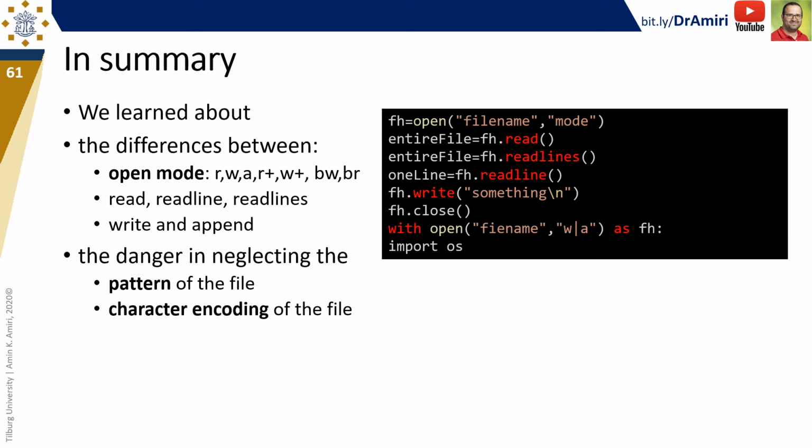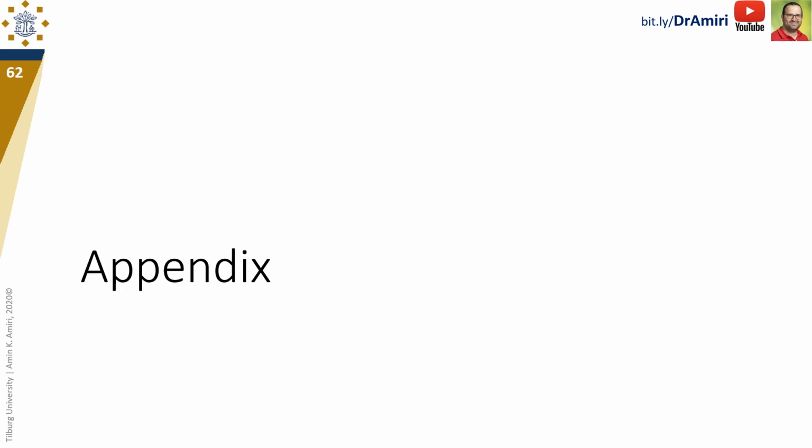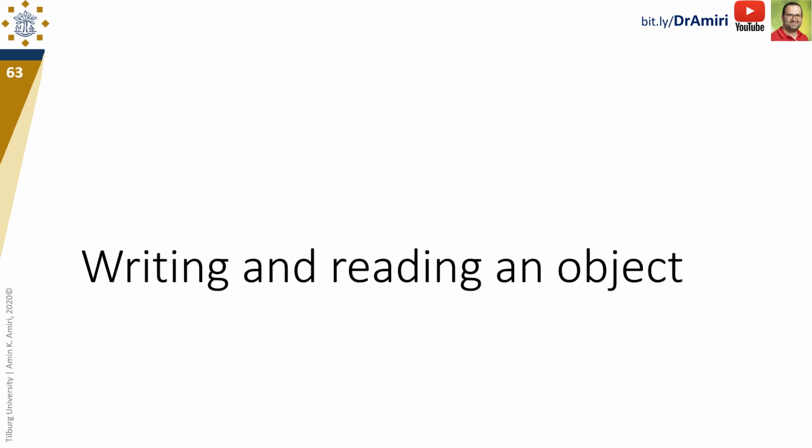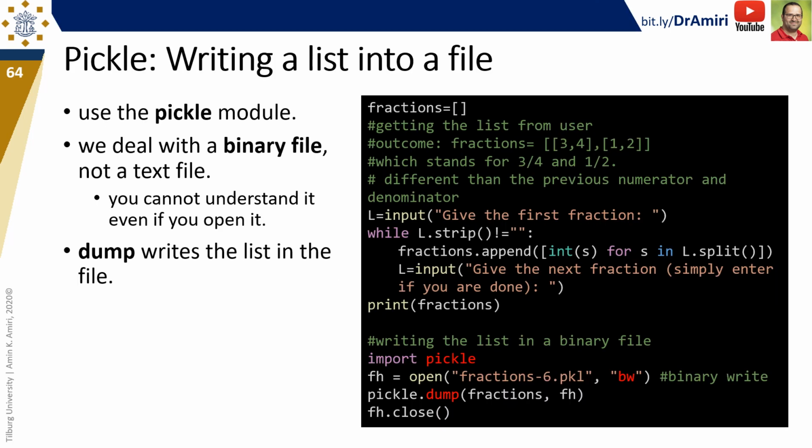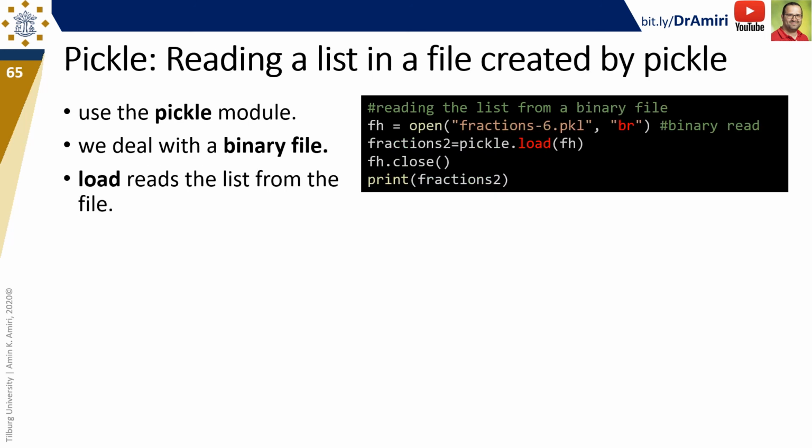You also learned about the importance of character encoding in a file. So, for those who are interested in learning more about reading and writing in files, I have placed here some new commands for you. For example, you can read and write an object from a file, an example is a list. So rather than writing down the functions, you can easily import pickle and open a file in binary writing mode, and then use the dump method to dump this list into a file, and then you can easily read that list using the load function. So it has made your job way easier.